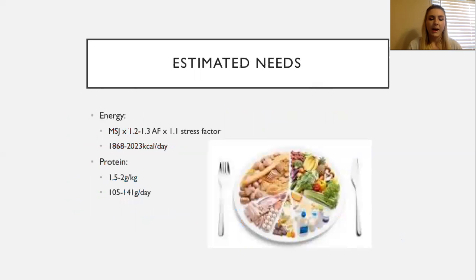So her estimated needs, what I calculated, was 1,868 to 2,023 calories with a 1.1 stress factor, but I would say this is probably the minimum. We don't know exactly how much she needs because we didn't get any sort of indirect calorimetry on her. So based on the fact that she could have up to 3 times what she needed, I did just keep what the doctor had prescribed on file, the 3,000 calories per day. I figured it wasn't going to hurt anything, and I didn't want to underfeed her for sure. Her protein, we calculated 1.5 to 2 grams per kilogram, which is 105 to 141 grams per day.